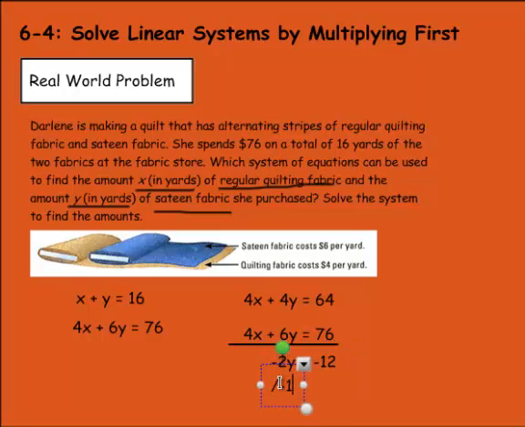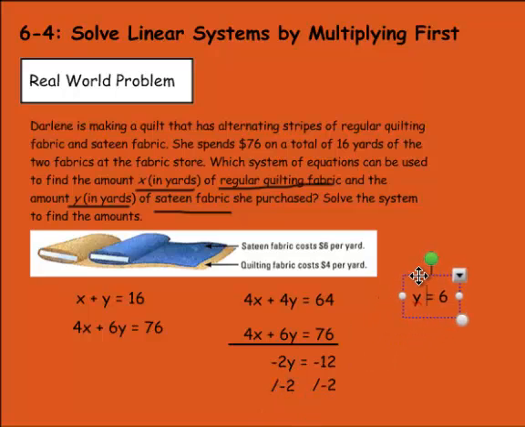Divide both sides by negative 2. And then y would equal positive 6. Negative 12 divided by negative 2 is positive 6. So y was the sateen. So that's how many yards of sateen she purchased.